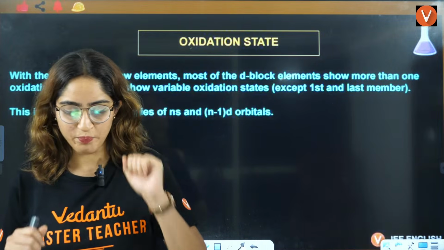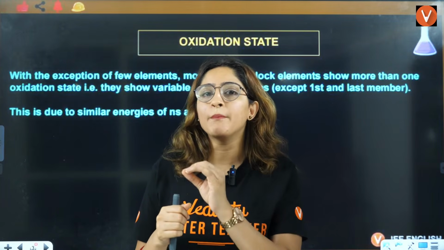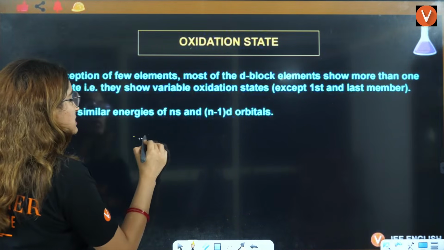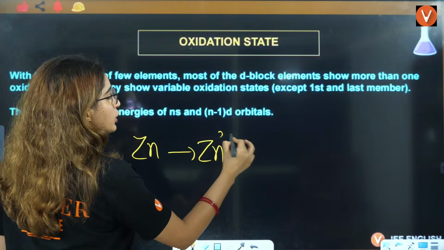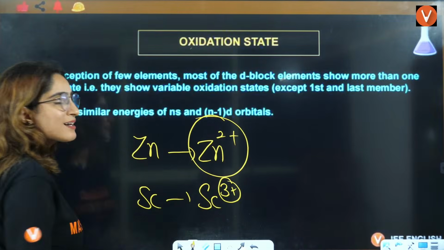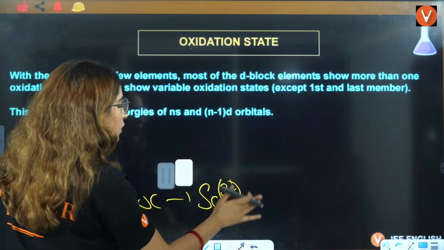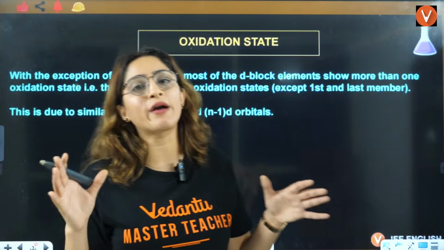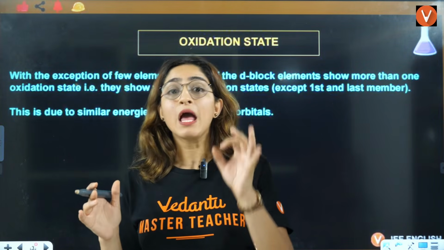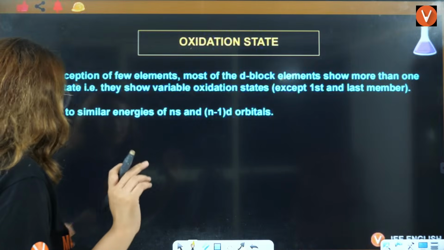If you talk about oxidation number, oxidation number means how many electrons it has lost. For example, for zinc you will see Zn2+, and for scandium you will see Sc3+. The number written here is the oxidation number. Now what we have seen is that in d block elements there is variation of oxidation number for each element. Every element possesses more than one type of oxidation number. That I'll show you in this particular table.